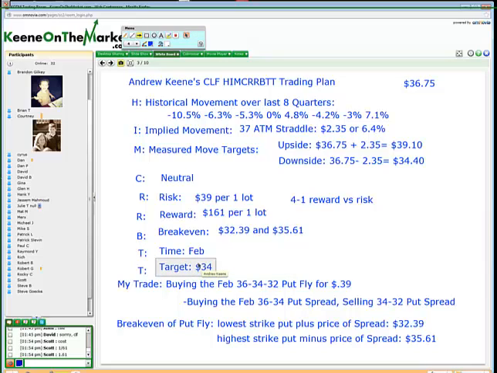Does anybody have any questions about the spread in CLF? I have not got filled on the spread. I am currently bidding it. I'm not filled on the spread.